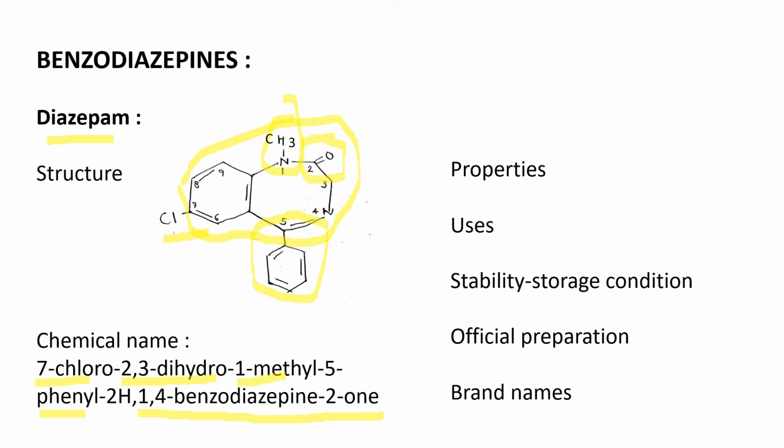That is the chemical name of your benzodiazepine. That is 7-chloro, 2,3-dihydro, 1-methyl, 5-phenyl, 2H, 1,4-benzodiazepine 2-one.